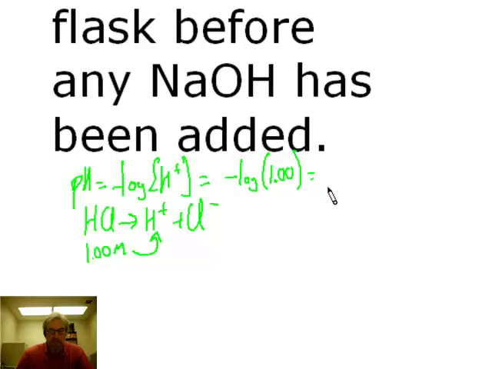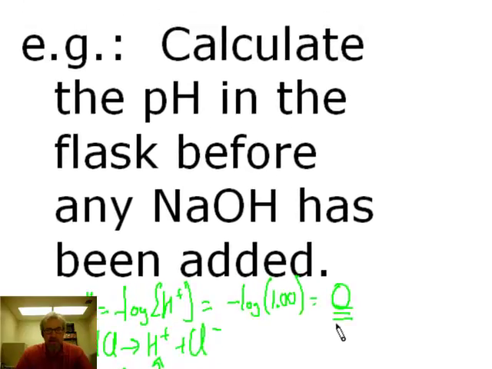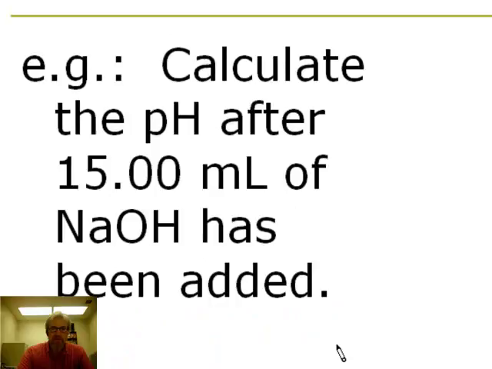And that ends up being the log of 1, which is 0. And that's to be expected with a strong acid like this. Next question. Calculate the pH after 15 milliliters of NaOH has been added.